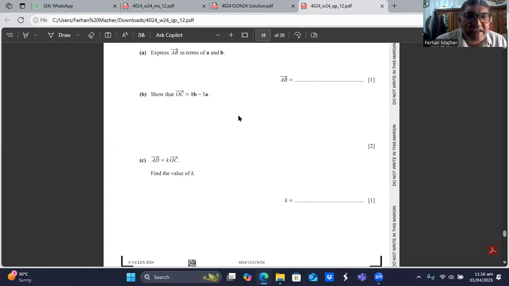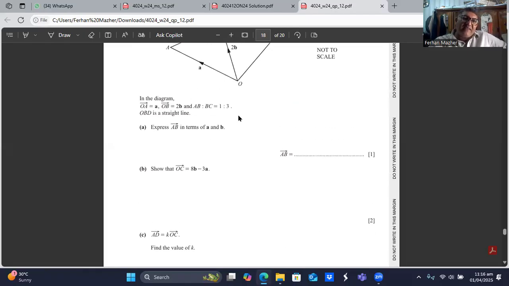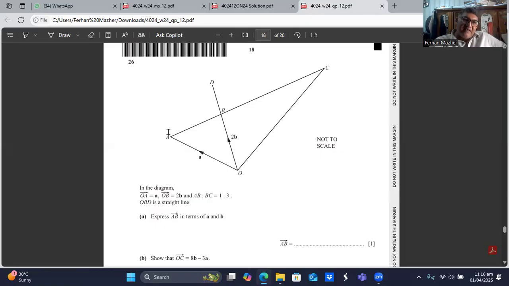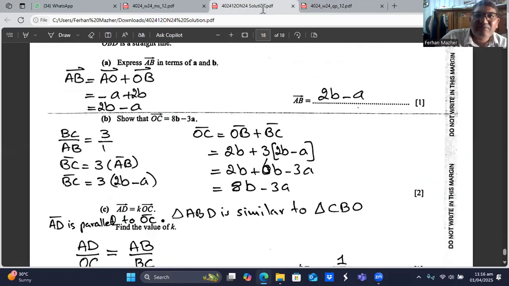Then he says AD is K times OC. Find the value of K, a 1-mark question. This is very important. AD vector is K times OC. So that means AD is parallel to OC. Then this triangle and this triangle will be similar to each other. So very tricky thing. Let me show you.